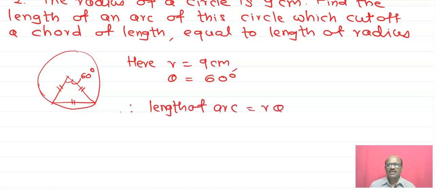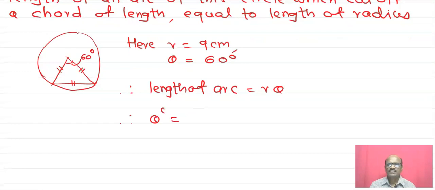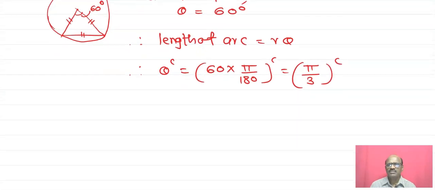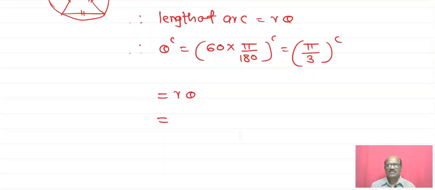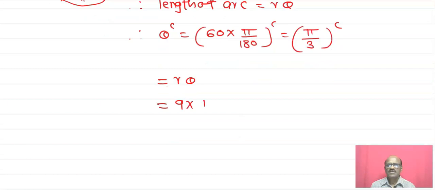Therefore, length of arc is equal to r theta. That is 60 into pi upon 180 radian, that is pi by 3 radian. Again, the length of the arc is r theta. Now substitute the values. The radius is 9 and theta is pi by 3, and overall it comes to 3 pi centimeter.